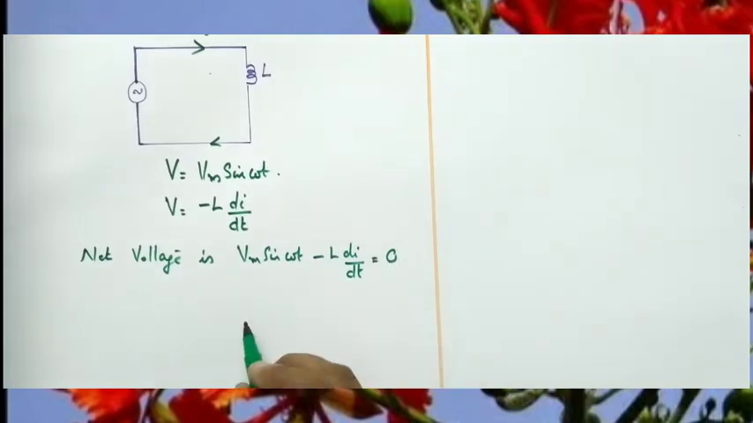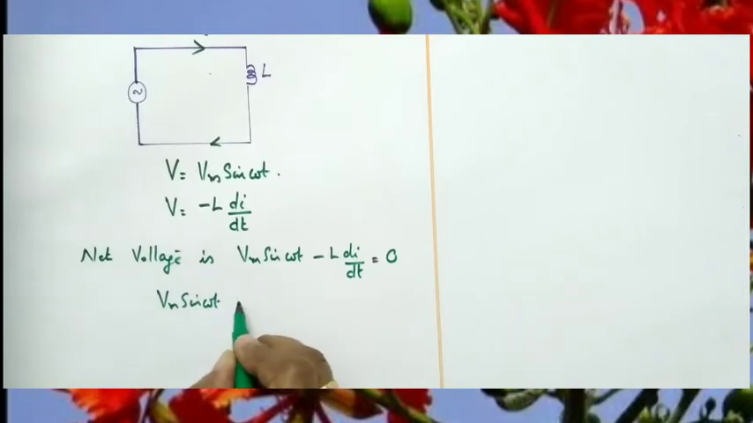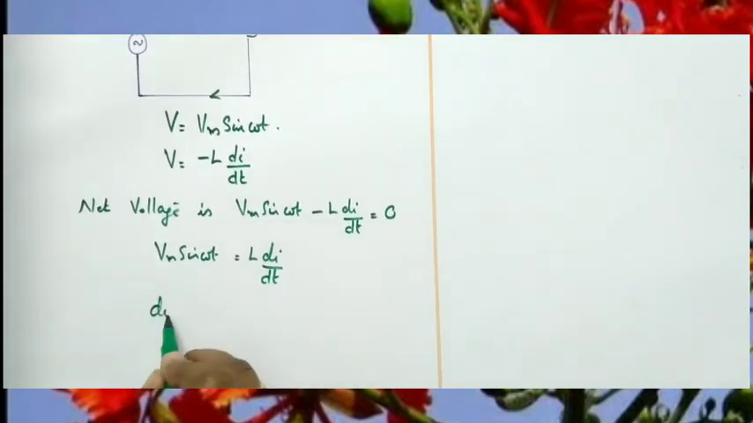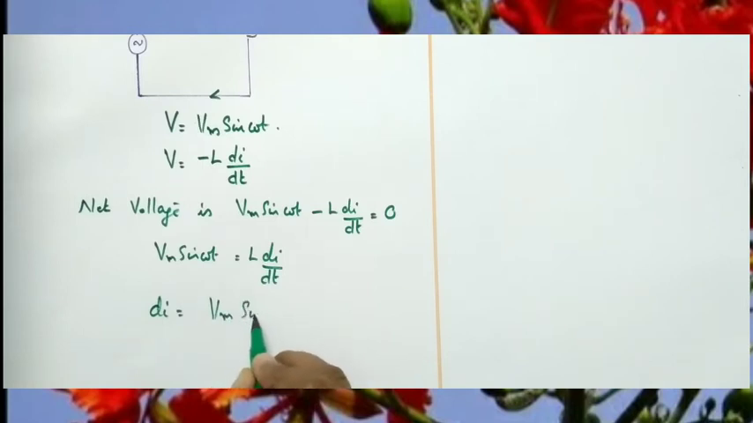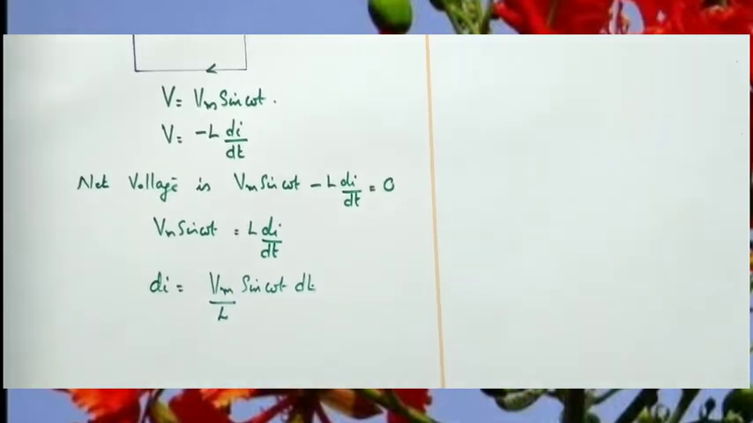Clear? Now we are deriving the formula for current. For that we can take this to the other side. So Vm sin omega t is equal to L into di by dt. From this, what is di? di equal to Vm sin omega t dt divided by L. So the small change in current, di, equals Vm by L sin omega t dt.